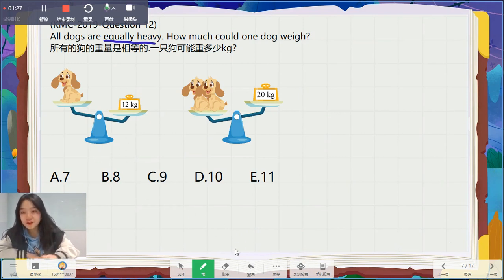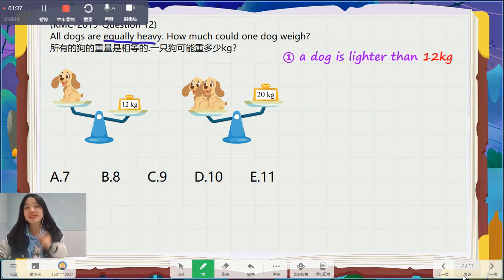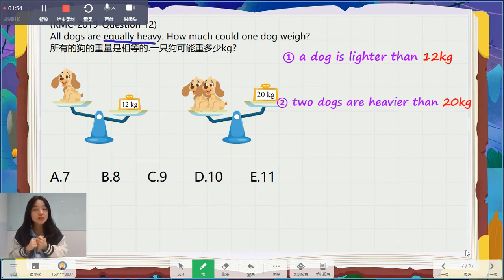Now let's check the first balance scale. Which side is lower? Okay, the 12 kilograms. That means the dog is lighter than 12 kilograms. And let's see the second one. Two dogs on the left and 20 kilograms on the right. Which one is higher? 20. That means the two dogs are heavier than 20 kilograms. So when we know two dogs are heavier than 20, could you please tell me, how about one dog?